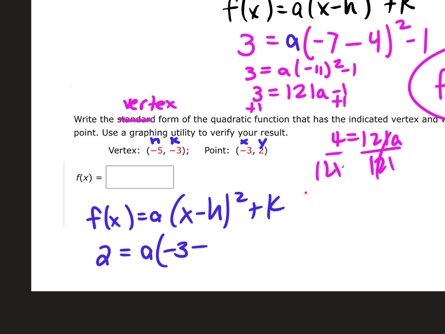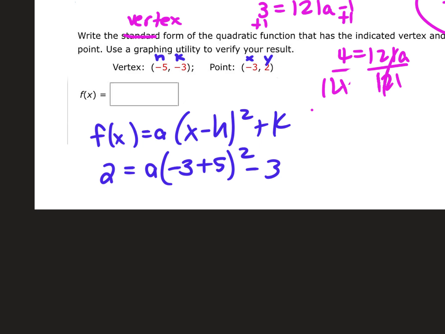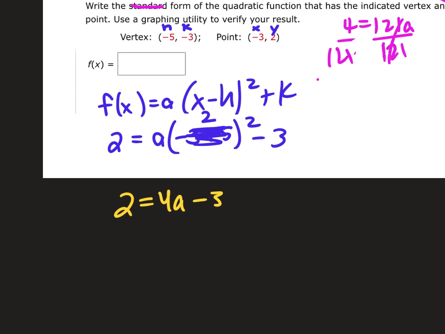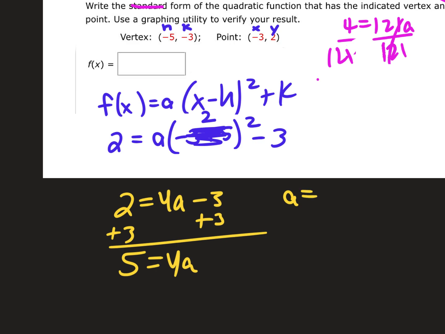What am I putting in for h? Okay, negative, right? So minus the negative is going to give me +5. And then what's my k? -3. Now we just work inside out. What is -3 plus 5? 2, and 2 squared is? So I have 2 equals 4a minus 3. Now what? Add 3. So 5 equals 4a. What's a equal? 5 over 4.